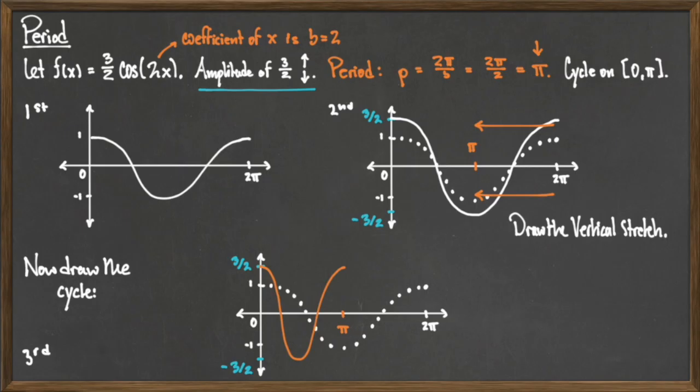We can see that this is still the same shape as our dotted line after I have compressed it horizontally and stretched it vertically. But now that I have one cycle of f(x) = 3/2 times cosine of 2x, I can simply just repeat this pattern again and again from the left and to the right, and then I have the full graph of our function.